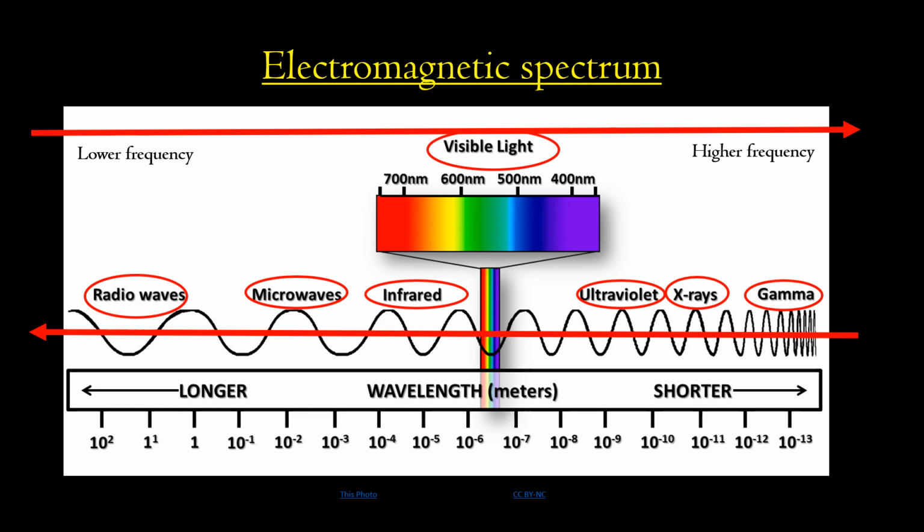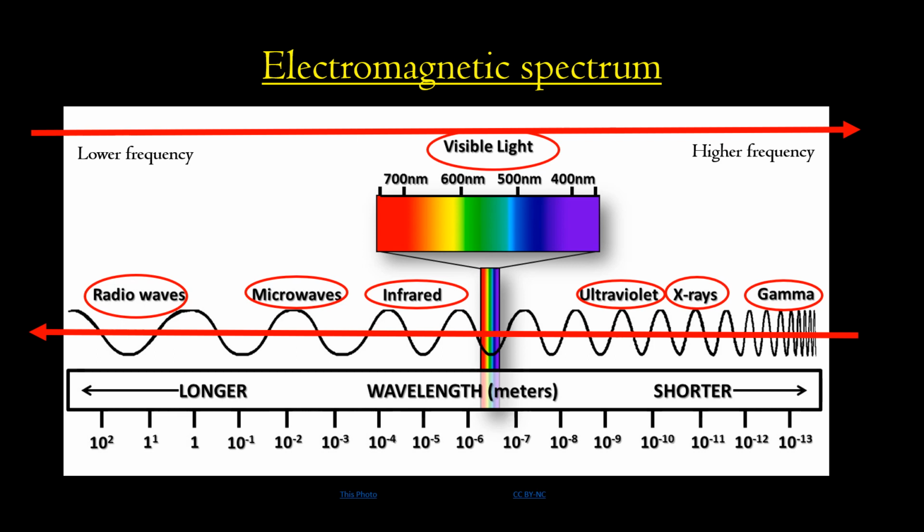Let's look at gamma rays and radio waves to illustrate this relationship. Gamma rays have the highest frequency of all electromagnetic radiation. However, they have the shortest wavelength of all electromagnetic radiation. When the frequency is high, the wavelength is short. Radio waves, on the other hand, have the lowest frequency of all electromagnetic radiation. However, they have the longest wavelength of all electromagnetic radiation. The frequency of a wave is inversely proportional to the wavelength of a wave.